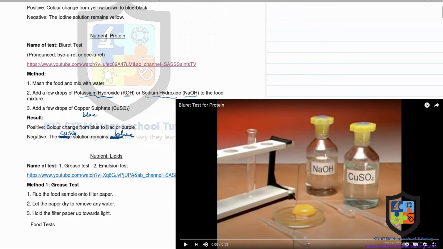Let's look at a video for the test for protein, and we're going to look specifically at the color changes and the types of foods that we're using in the experiment. First we'll be experimenting on egg white, for protein from eggs, and then we'll look at the presence of protein in bread, nuts, and in juice.